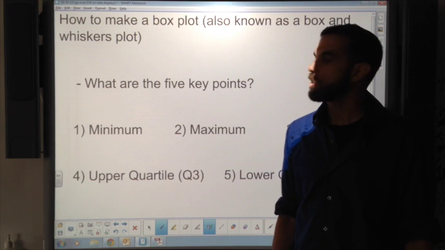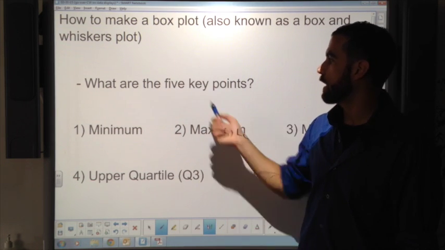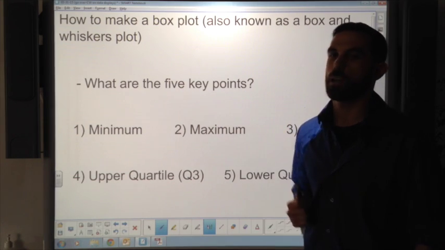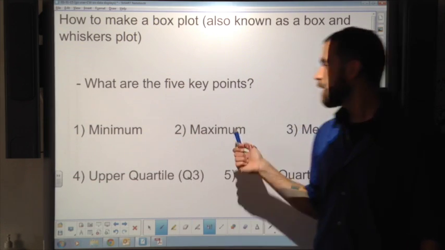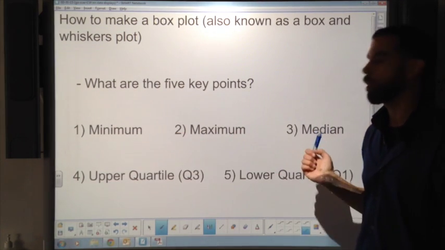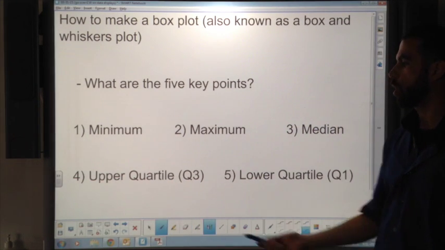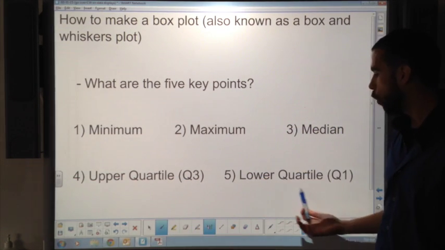Hey everybody, today I'm going to show you how to make a box plot. And what you have to know is that there are 5 key points that go into a box plot. The first one is the minimum, the second one is the maximum, and the third one is the median. Those 3 things you are probably very familiar with. The other 2 points that you might not have known about before are called the upper and lower quartiles.